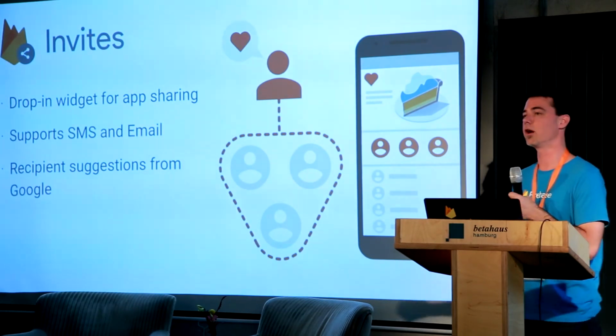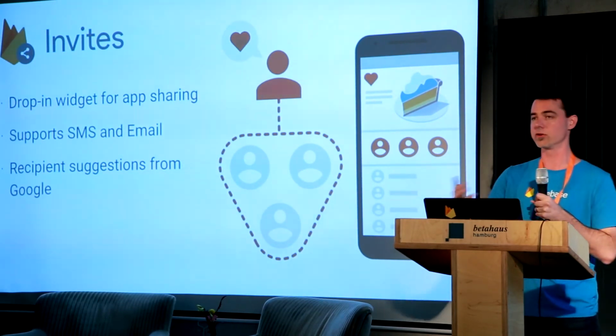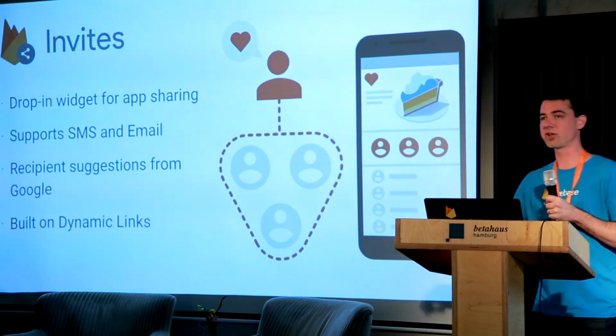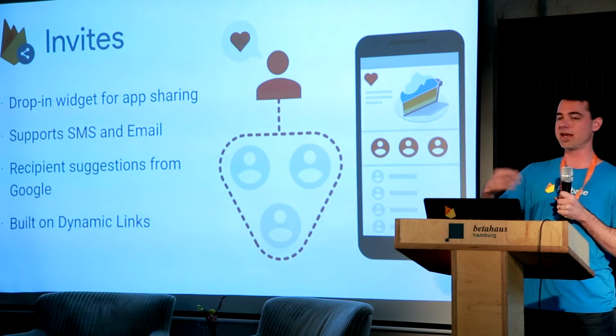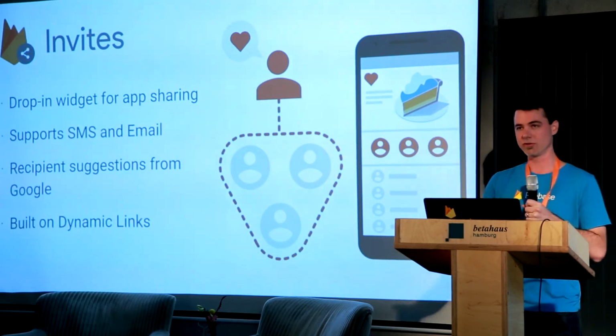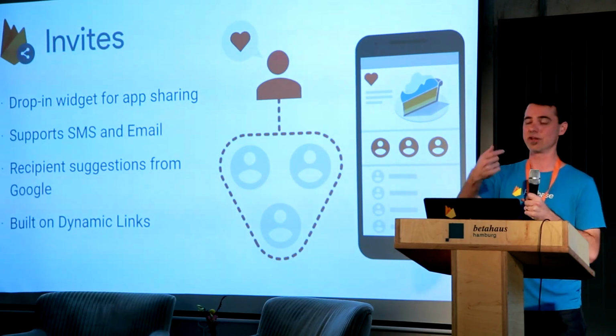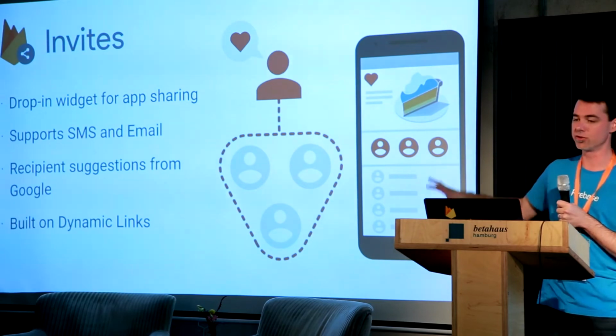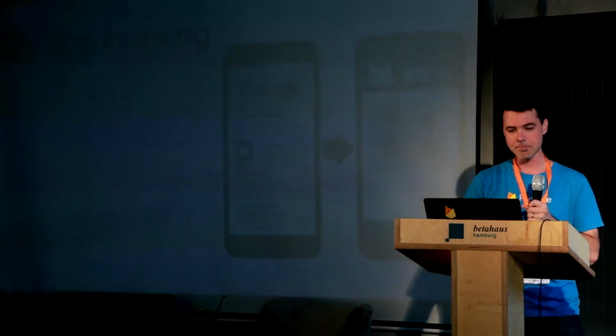So again, you write no code. You don't have to know anything about this. All you know is that your users will be able to share their app with their friends and family. And it's built on dynamic links. So the email and the SMS that gets sent out to users is itself a dynamic link. So now you can do things like track engagement, you can get some analytics, you have basically all of the power of a dynamic link, but wrapped up into an Invites UI.